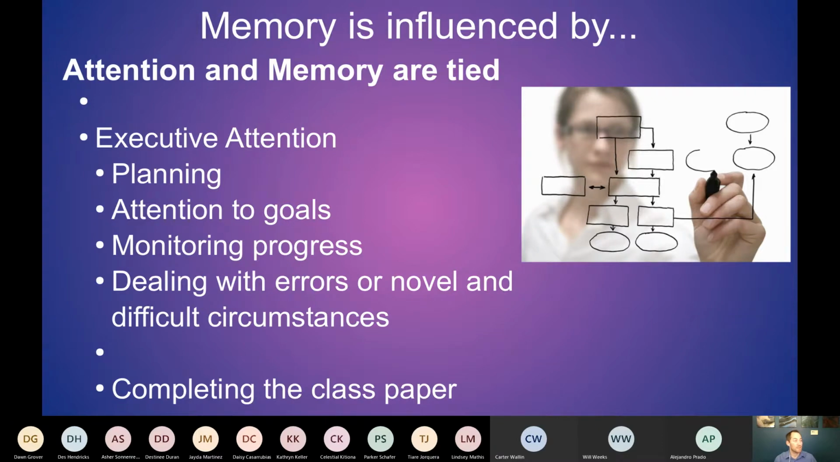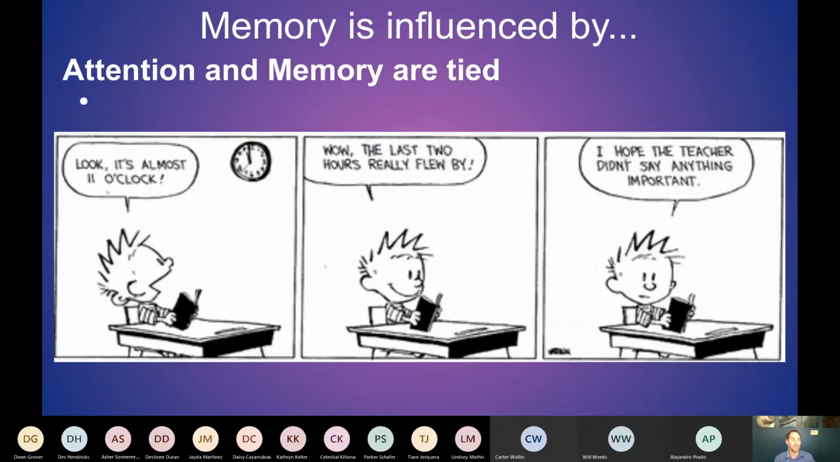So completing the class paper, for example, your question papers, that requires sustained attention and executive attention. You have to plan on coming up with a question and then finding articles and writing the paper, scheduling time around things. So a lot of this requires attention.